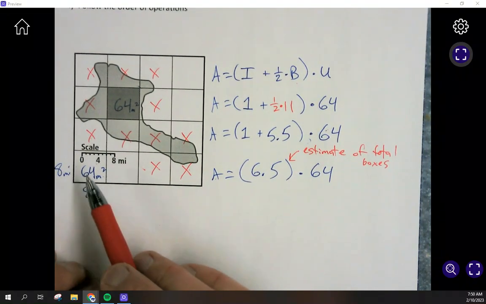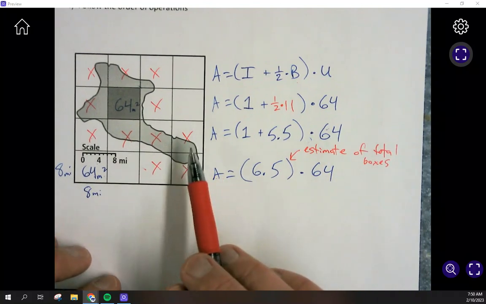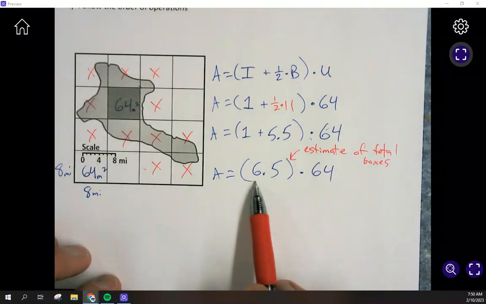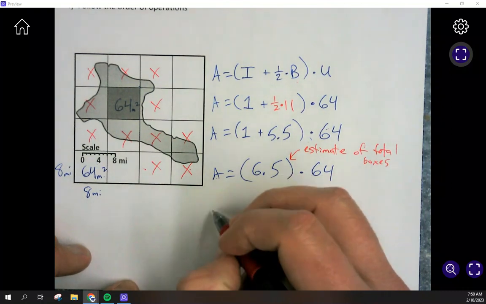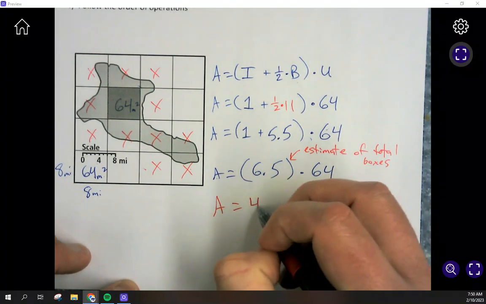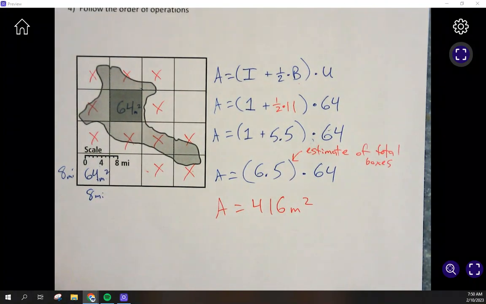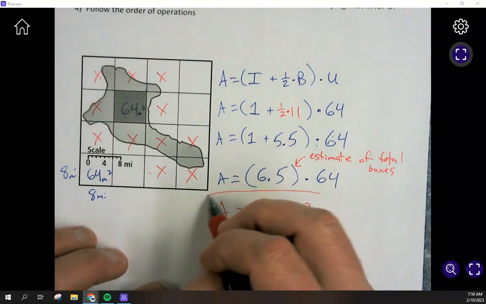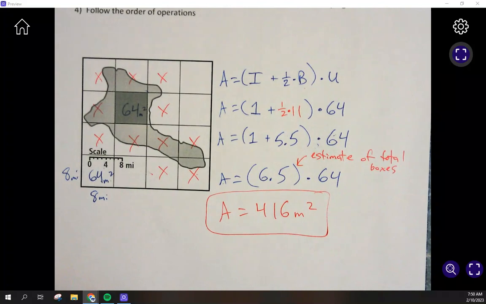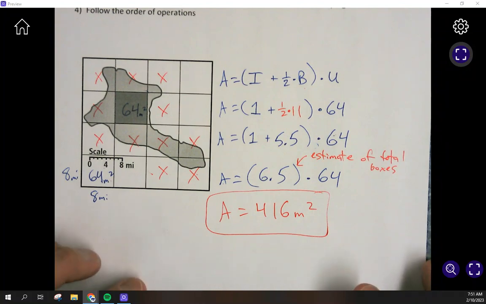Each box is worth 64 square miles. So if we want to find out the area of this island, we're just going to do 6.5 times 64. And that comes out to 416 square miles. All right, so now we're going to go through the same process, but with smaller squares, and we're going to take note of how this number changes along the way, and we'll kind of make an inference based on that information on which one's more accurate.